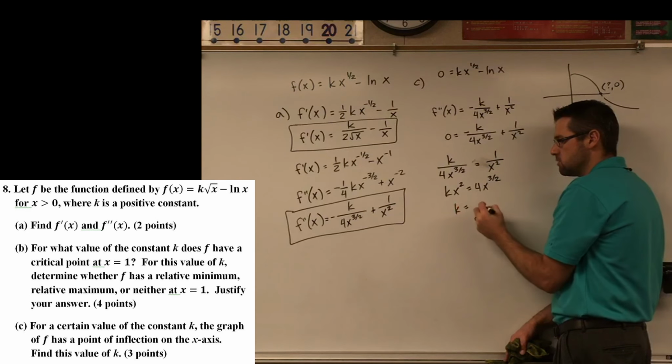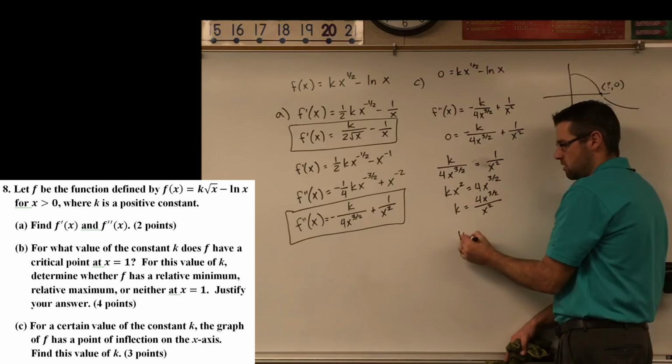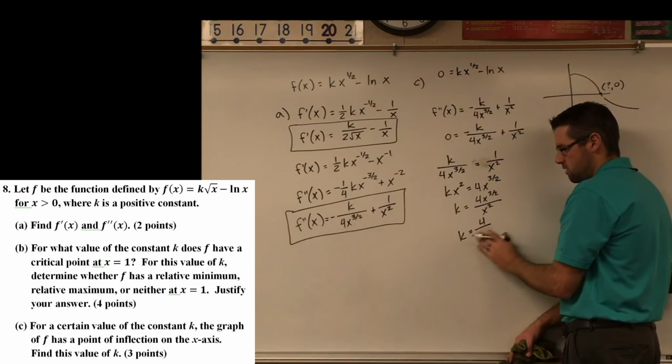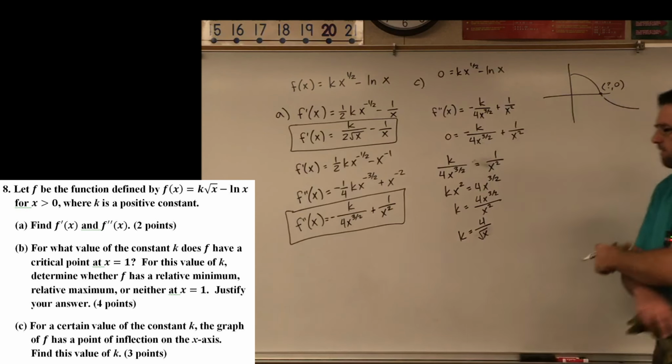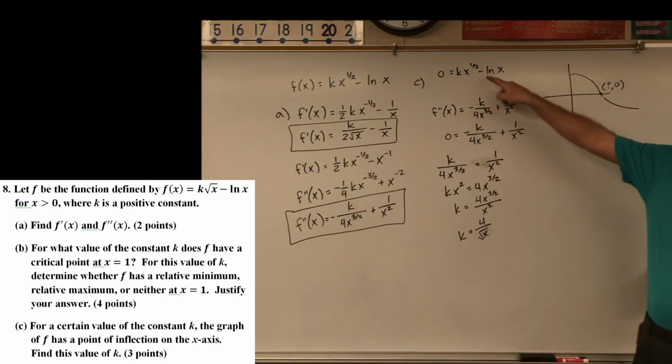So k equals what? 4x to the 3/2 over x squared. So what would that be? 4 over rad x. But I have to find the x value. This must be true and this must be true, right?